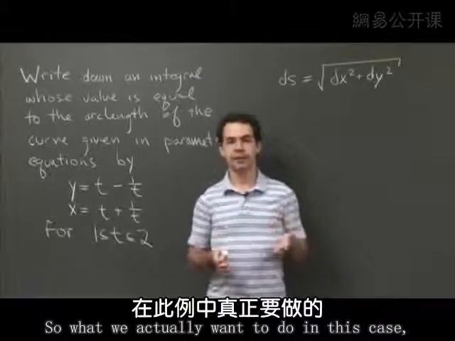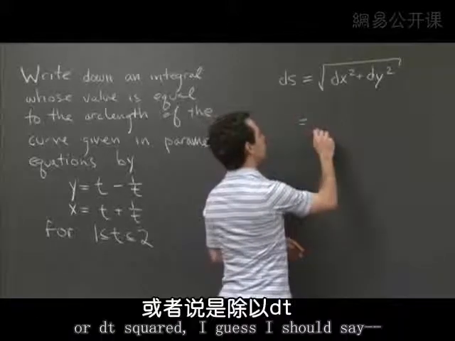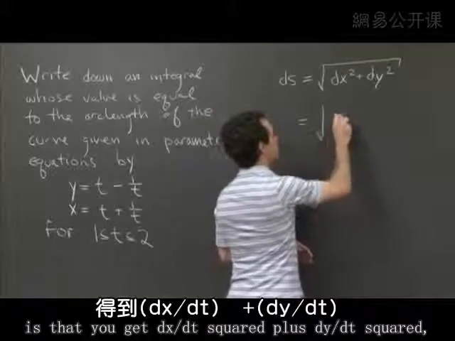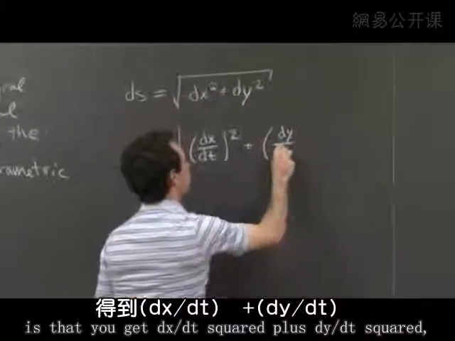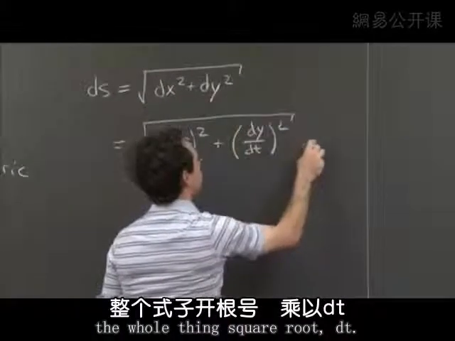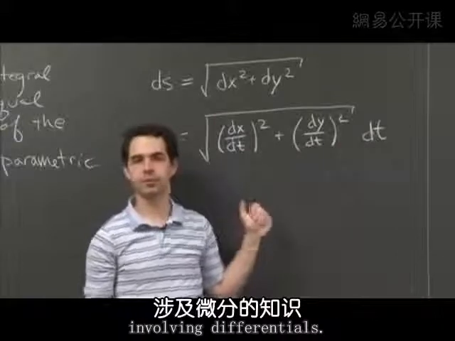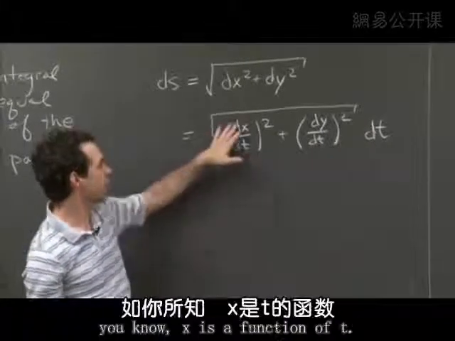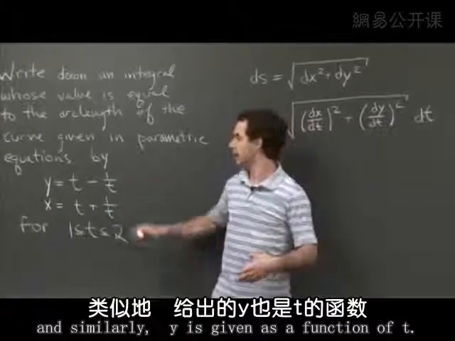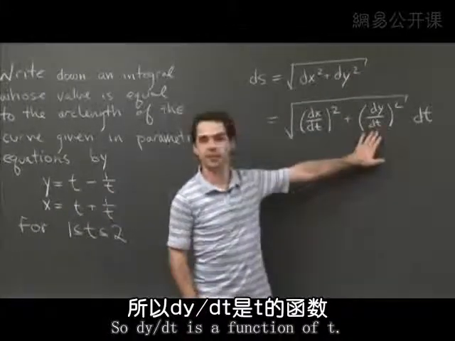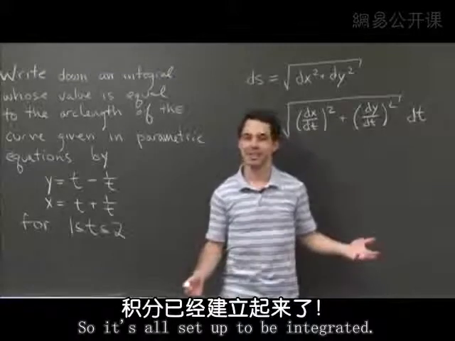So what we want to do in this case is factor out a dt from everywhere. If you factor out a dt squared, you get the square root of (dx/dt) squared plus (dy/dt) squared, all times dt. This is just a little algebraic manipulation involving differentials. x is given as a function of t right here, so dx/dt is a function of t, and similarly y is given as a function of t, so dy/dt is a function of t. So this whole expression is a function of t times dt, and it's all set up to be integrated.